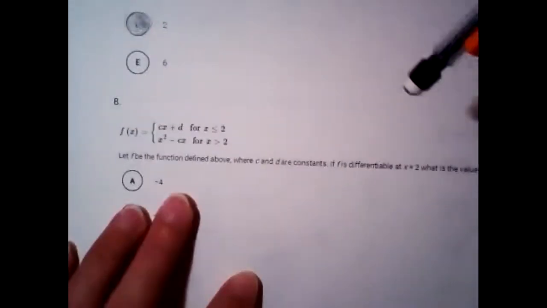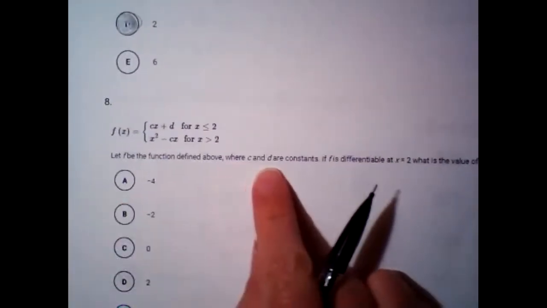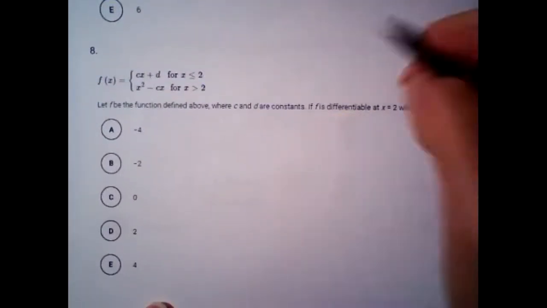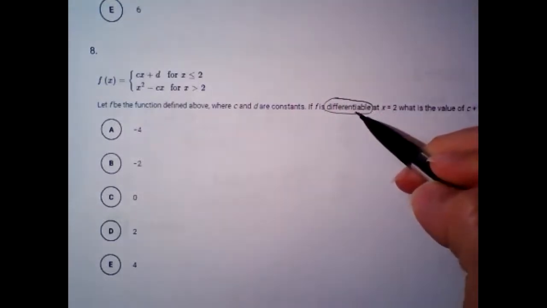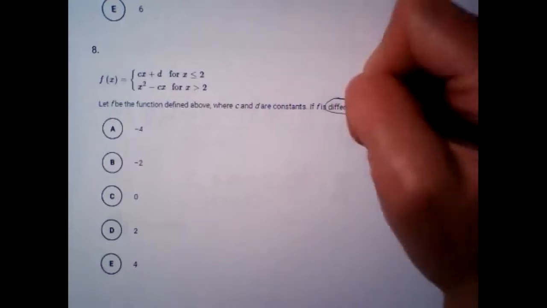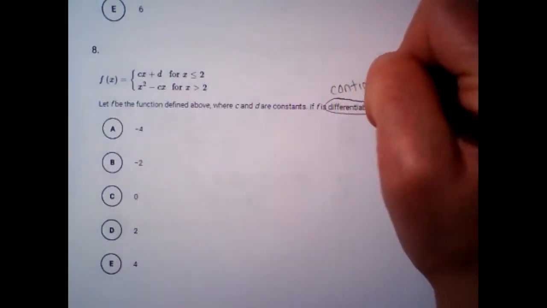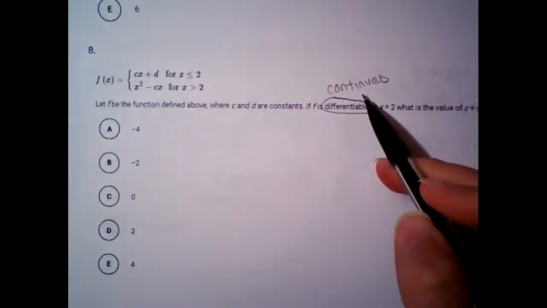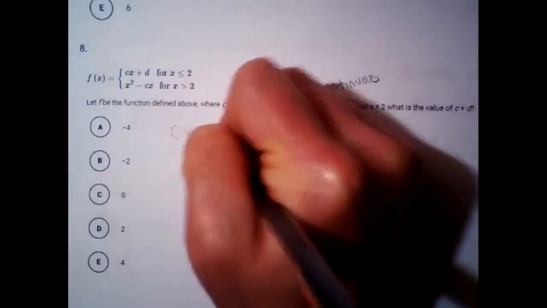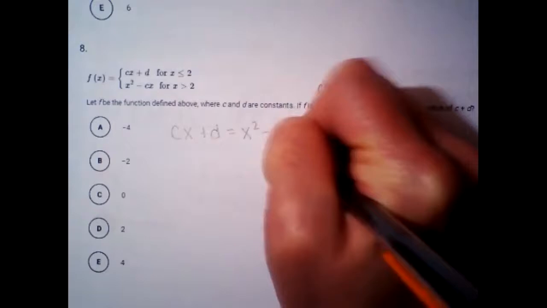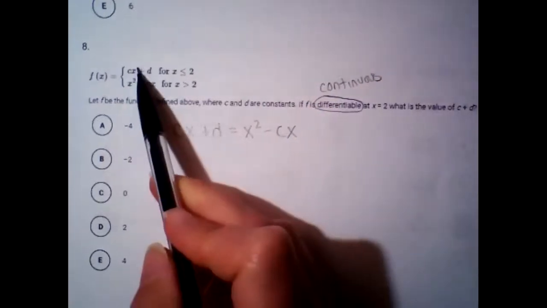And then last one, we have a piecewise function. C and D are constants. That means they are just some number. F is differentiable. Okay, guys, if the function is differentiable, we know that it is also what? If it's differentiable, what is it also going to have to be? Yeah, good. This means that it is also continuous. If your function is differentiable, it's also going to be continuous. So that means that these two pieces are going to link up. So I'm going to start by setting them equal.